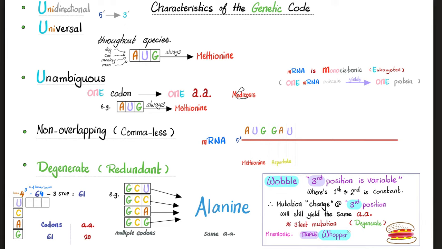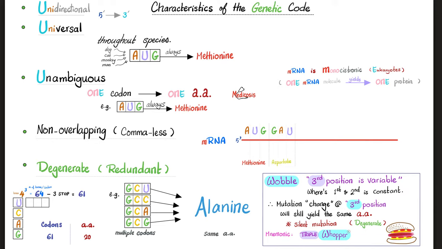Next, your genetic code is non-overlapping. It's commaless. You go in order: A, U, G, G, A, U, etc. Hey, can I skip one? No, we cannot, because we are commaless, we're non-overlapping. Can I read this A once and then read this U twice or thrice? No, because we're non-overlapping. Next, the genetic code is degenerate or redundant, which means the same amino acid could be coded for by multiple codons.